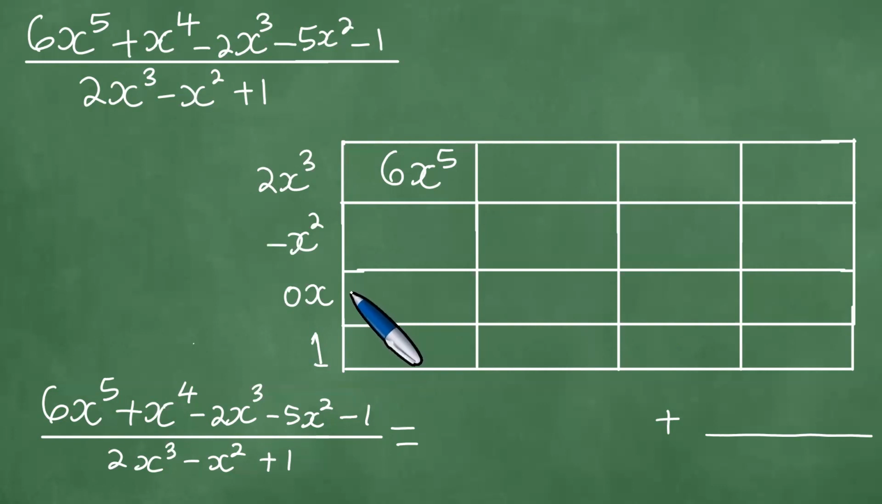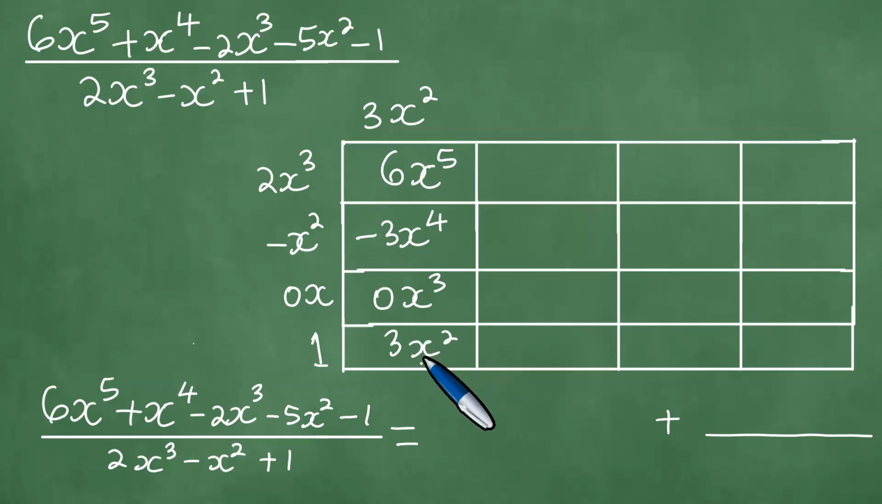So now we divide 6x to the fifth power by 2x cubed. 6 divided by 2 is 3, but x to the fifth power divided by x cubed is x squared. Multiplying 2 times 3 is 6, and x cubed by x squared is x to the fifth power. We multiply minus x squared by 3x squared, which gives minus 3x to the fourth power. You multiply 0x by 3x squared, you have 0x cubed. You multiply 1 by 3x squared, you have 3x squared. And this is what we get.